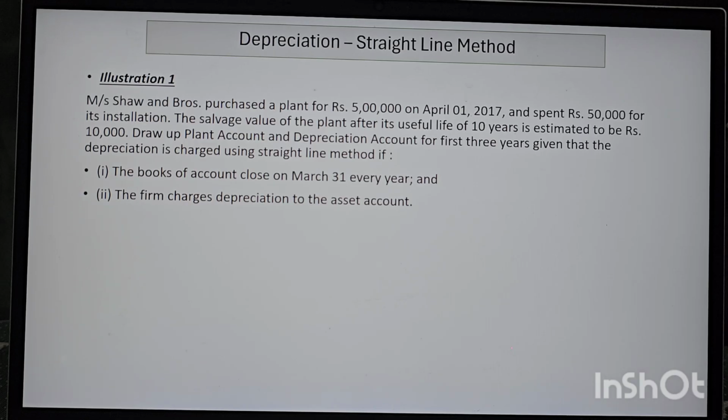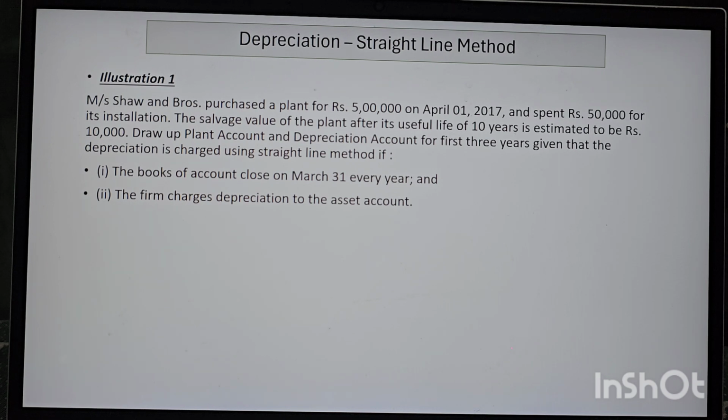M/s Shaw and Brother purchased a plant for rupees 5 lakhs on 1st of April 2017 and spent rupees 50,000 for its installation. And at the end of the 10th year, we are seeing on the sum that there is a salvage value of 10,000, which is nothing but the residual value of 10,000. So what the sum is asking us to do: draw a plant account and the depreciation account for the first 3 years.